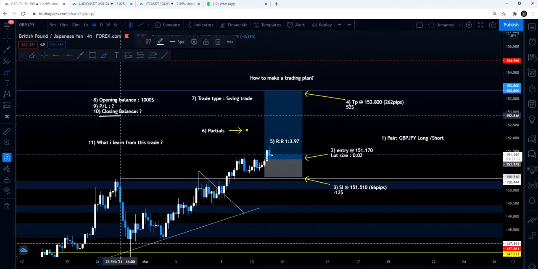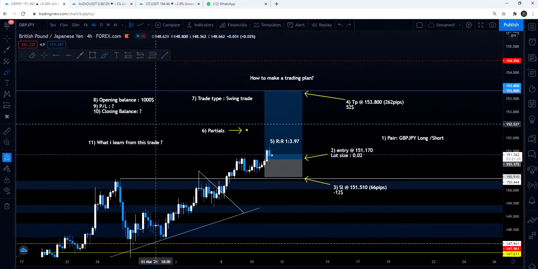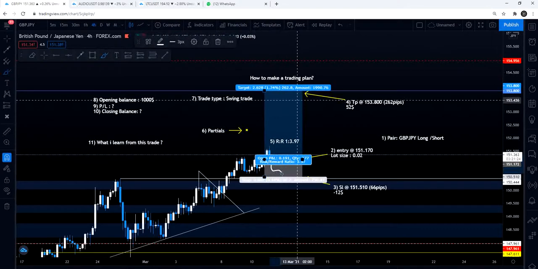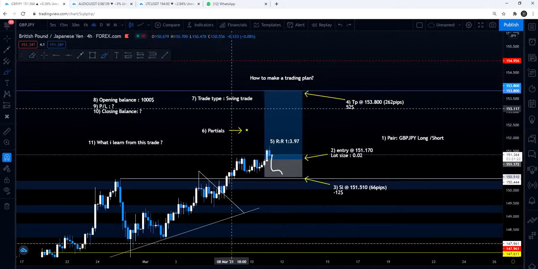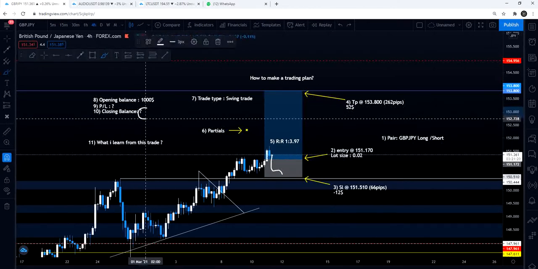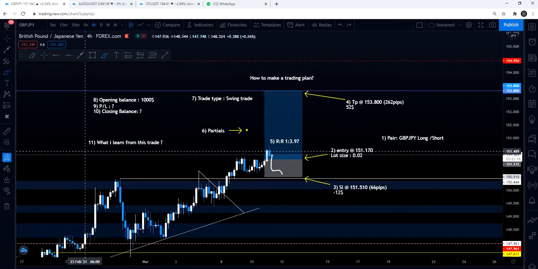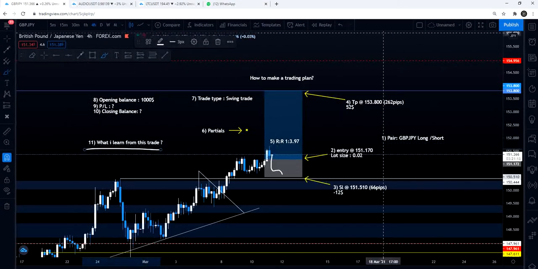After that, the tenth point is closing balance. Whenever the trade is going to get closed, either my stop loss will get hit or my take profit will get hit. At that time, I am going to mention my closing balance. And the final, eleventh point, is what I learned from this trade.